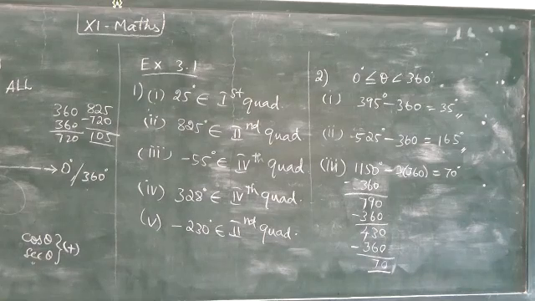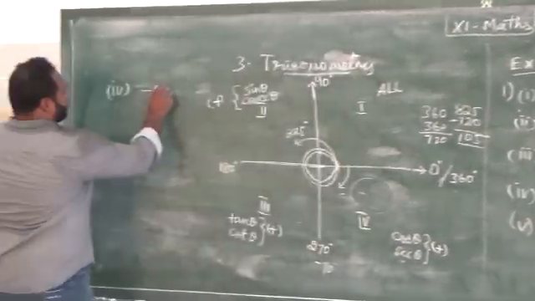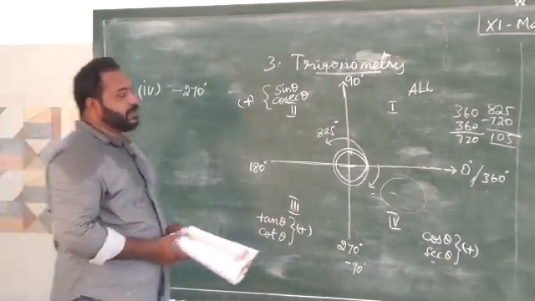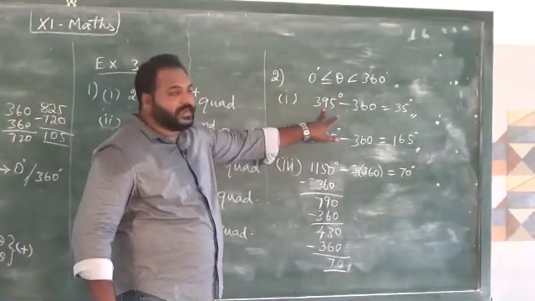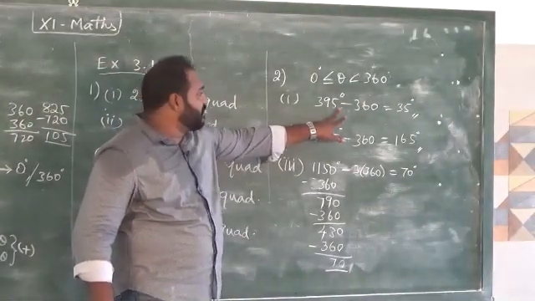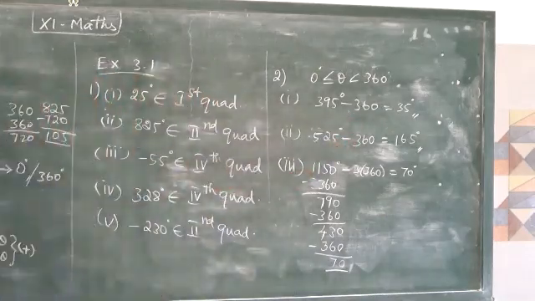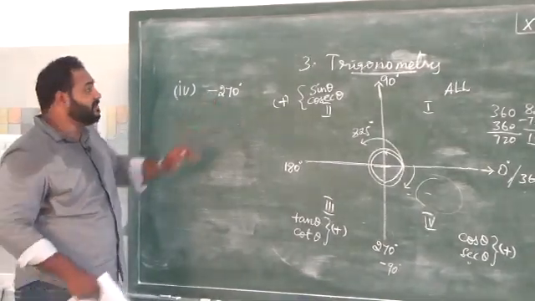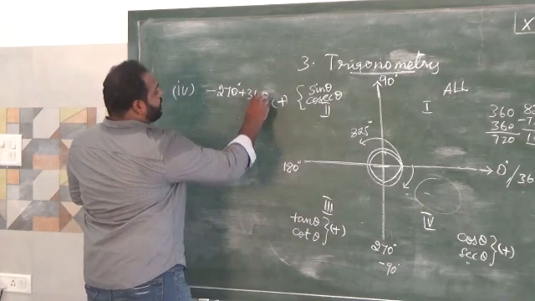Fourth subdivision, minus 270. Here, in this we have negative values. To find coterminal for positive values, we subtract 360. If you are given a minus value to find coterminal, we have to add 360.